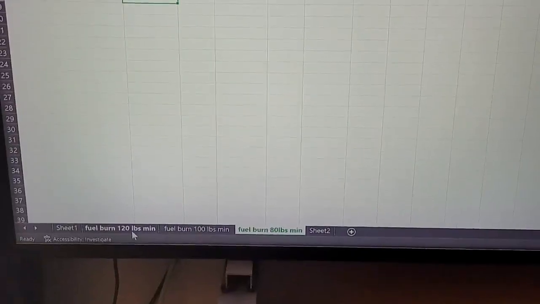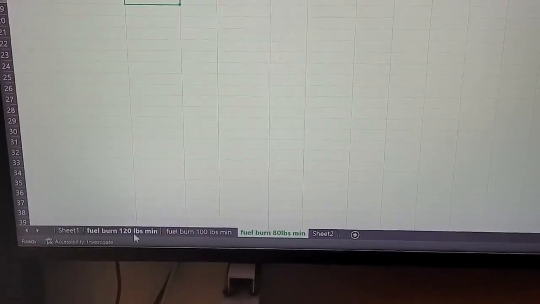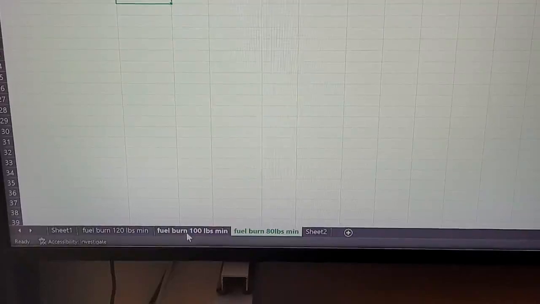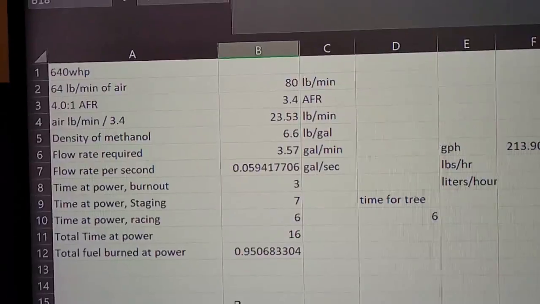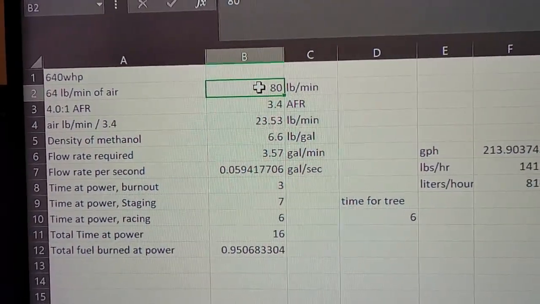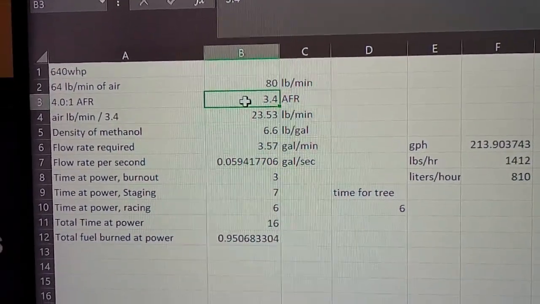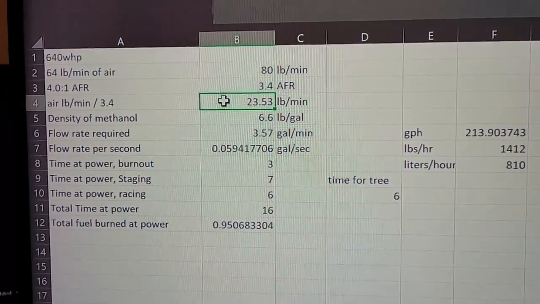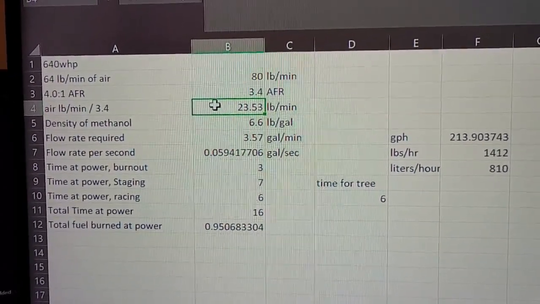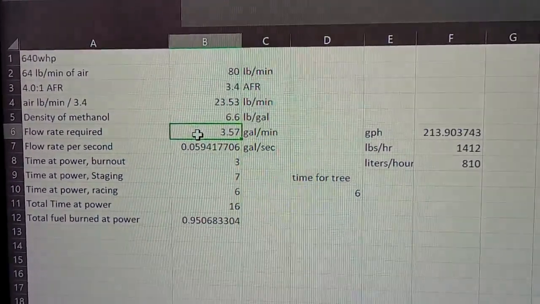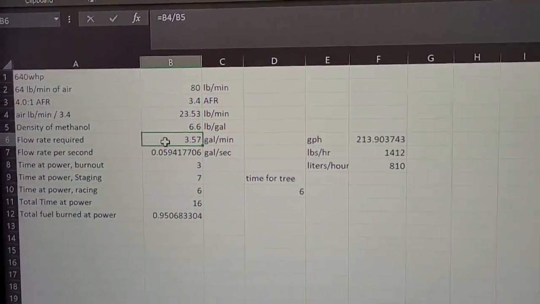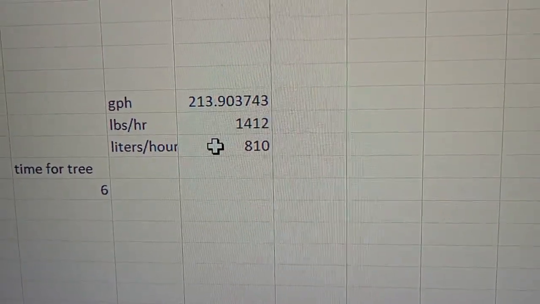The 120 number comes because in the future, I'd like to try to set the car up to make 1,200 wheel or at least 1,000 wheel. So that's where these numbers come from. So let's start with 80 pounds a minute. That gives us 80 pounds per minute of air. I think the richest air-fuel ratio we'd run is a 3.4, and that converts to about 23 pounds per minute of fuel. We know the density of methanol is 6.6, so that works out to about 3.5 gallons a minute, which is pretty easy to do with our pump. And you can see over here, just for reference, we converted that to liters per hour, so that's 810. Just a little fun fact for y'all.